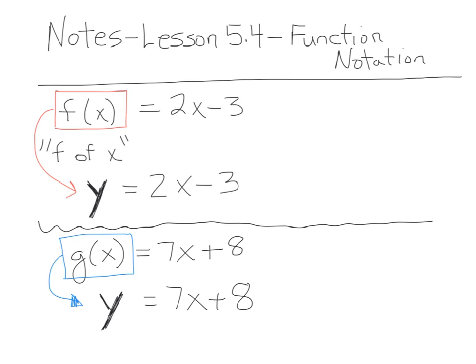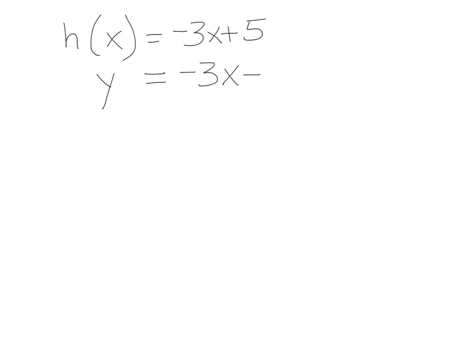All right, let's keep going. They might do another example here. Let's go with h of x equals -3x plus 5. H of x, you know what? Just take that h of x right out of the picture if you want. Change it to y equals -3x plus 5. That's all it means. Okay?